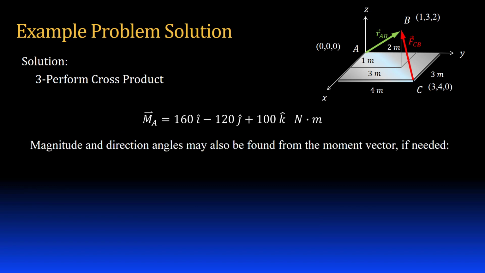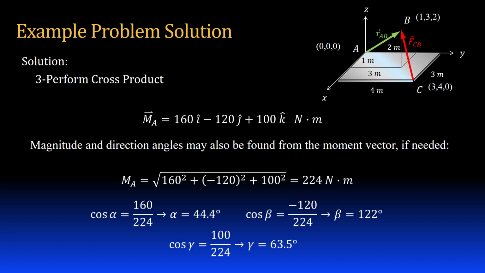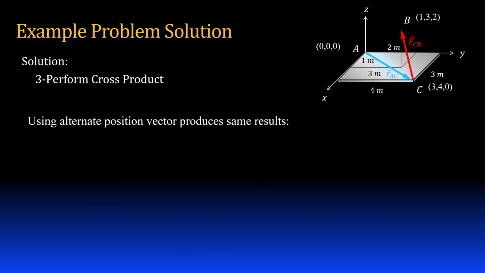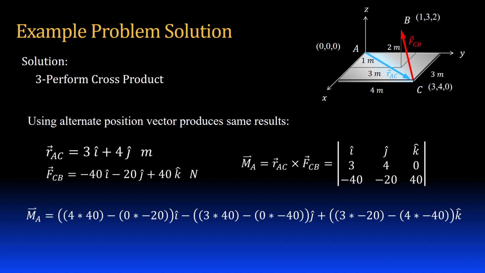Now if I needed it, I could also find the magnitude and direction angles for the moment vector at point A. I use the Pythagorean theorem to get the magnitude. It is 224 newton meters. I find the direction angles alpha, beta, and gamma the same way we have done before. For demonstration purposes, I could use the position vector RAC instead of RAB. While the numbers in our matrix are different, the resulting moment vector will be the same.